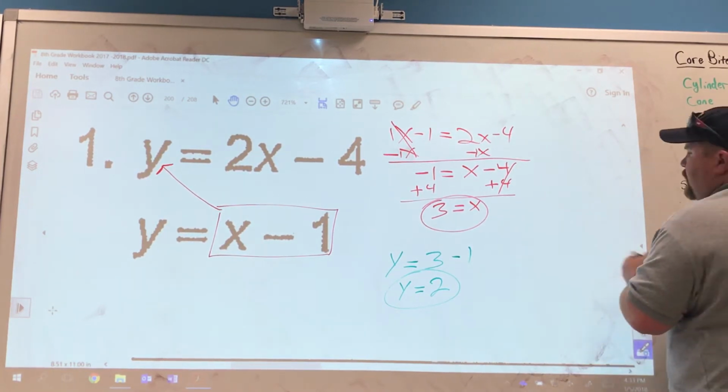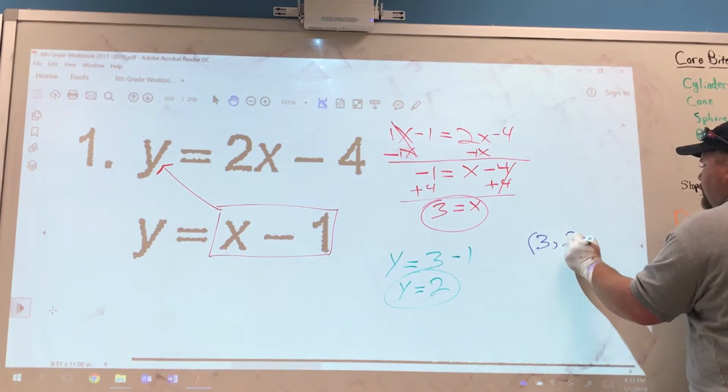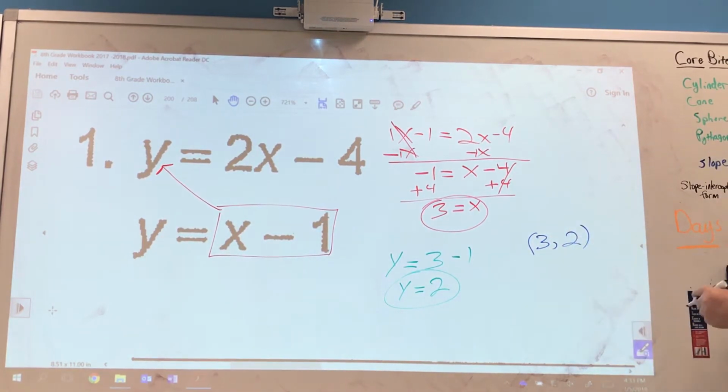So we know that the final answer is an ordered pair of 3, 2. This is the answer right here. It indicates that the two functions, or the two lines, cross each other at the point 3, 2.